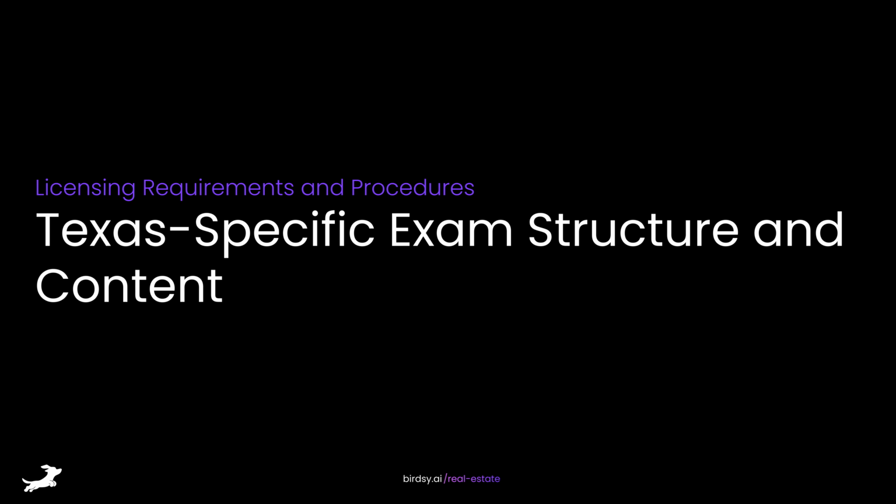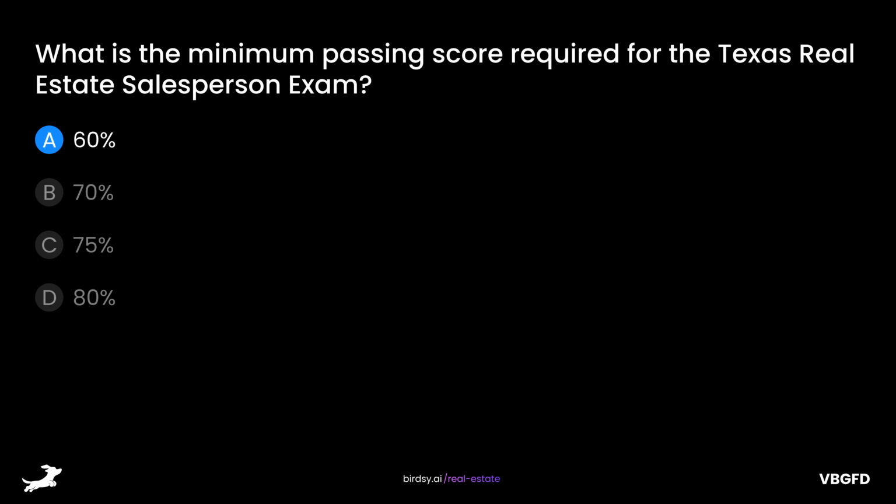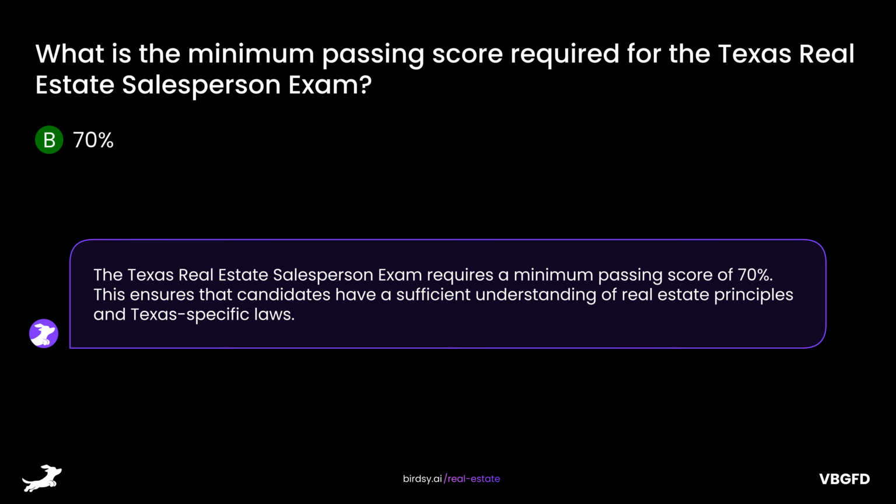Texas-specific exam structure and content. What is the minimum passing score required for the Texas Real Estate Salesperson exam? Is it A, 60%, B, 70%, C, 75%, or D, 80%? The answer is B, 70%. The Texas Real Estate Salesperson exam requires a minimum passing score of 70%. This ensures that candidates have a sufficient understanding of real estate principles and Texas-specific laws.